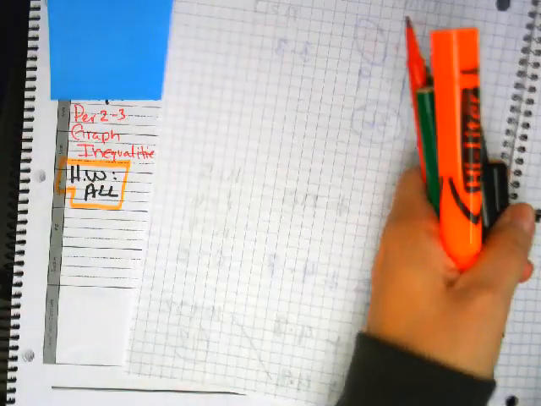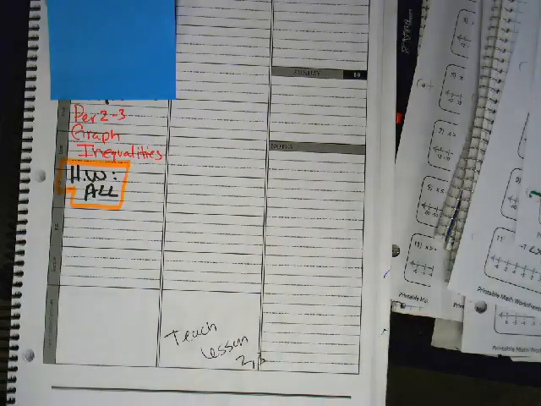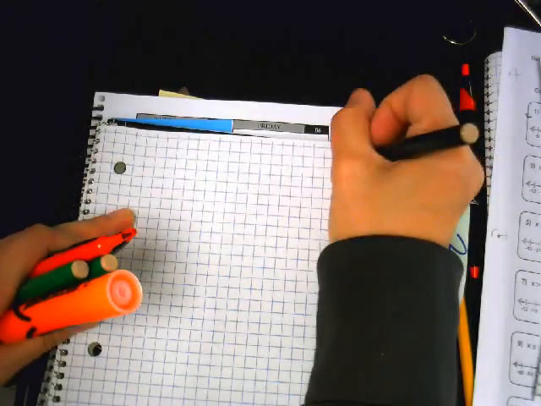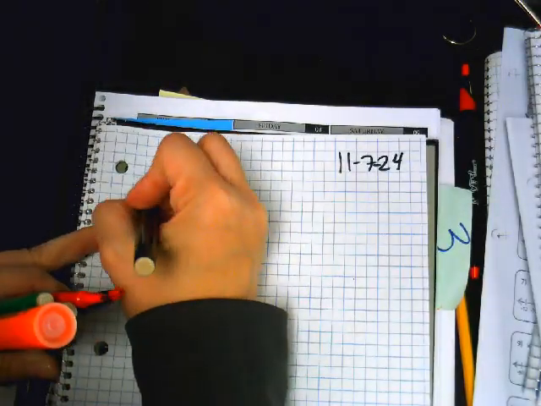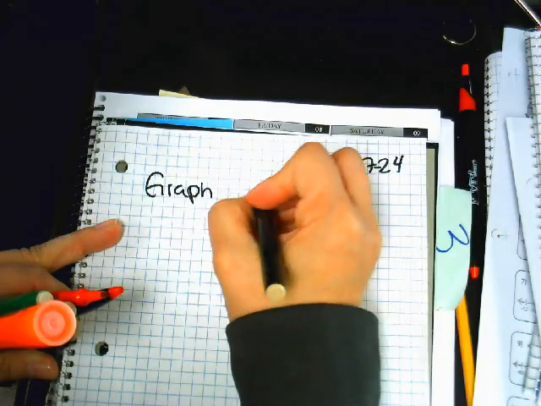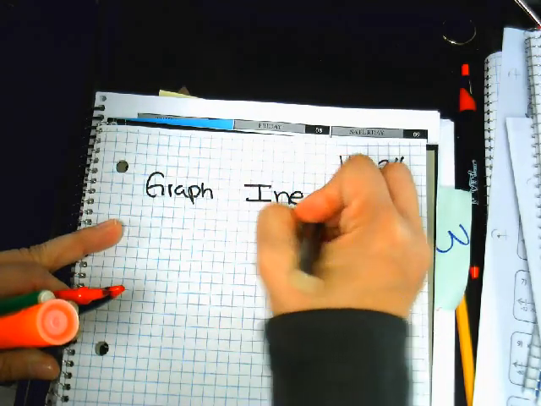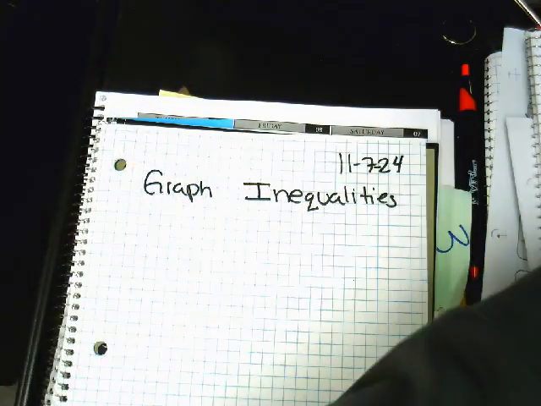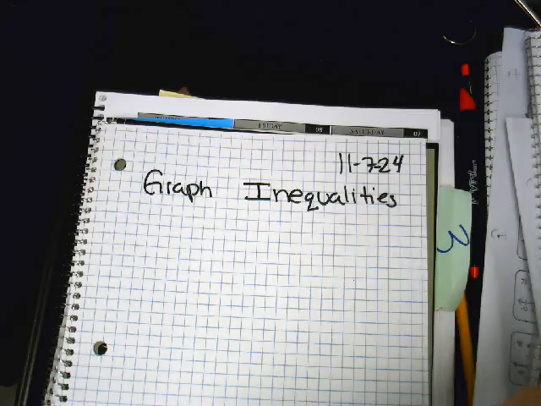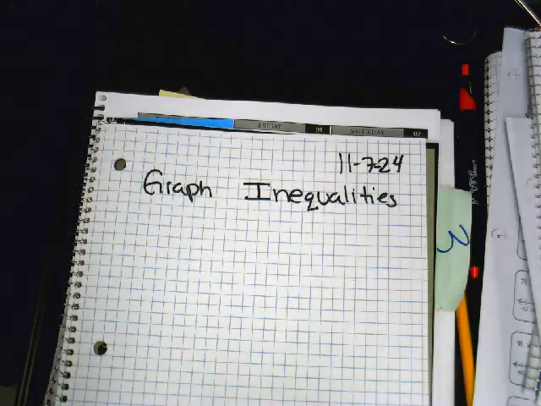Do you guys know how to do a number line? Yeah. Do you guys know how to do a number line with positive and negative numbers? Yeah. Okay, let's practice. All right. So, today is 11/7/24. And we're going to graph inequalities. Let's see if you know how to do this.